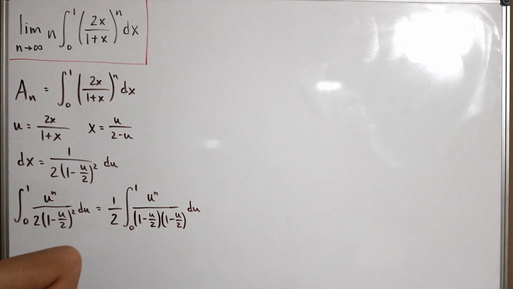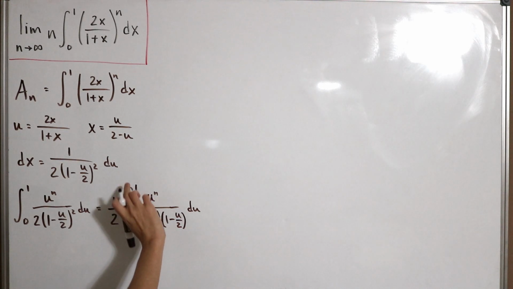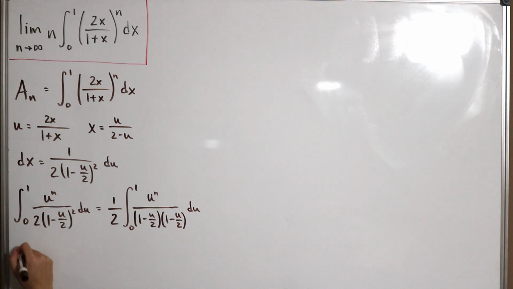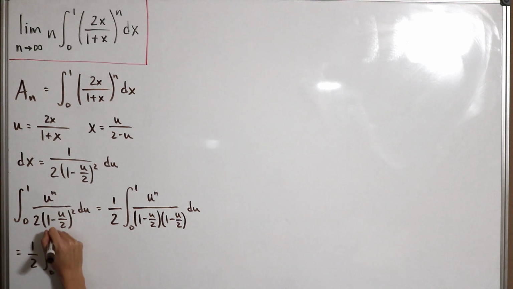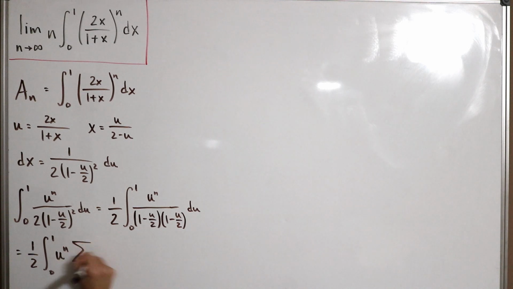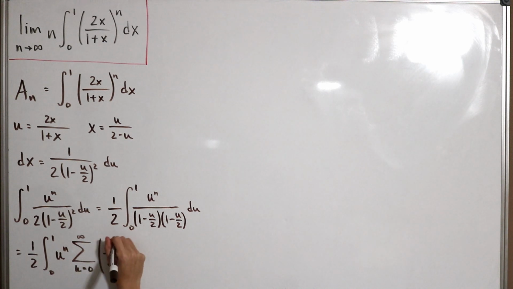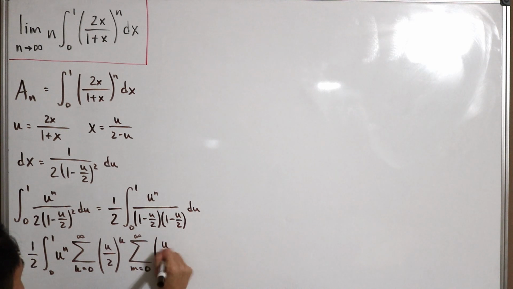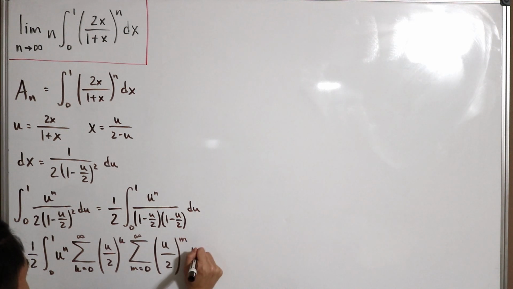Now I said that we can apply the geometric series. It makes sense to do so, since we're integrating between 0 and 1, and our common ratio would be between 0 and 1. Substituting that back in, the new integral is 1/2, integral from 0 to 1 of u to the n, multiplied by the geometric series. I'll label the indices differently: the sum from k equals 0 to infinity of u divided by 2 to the power k, multiplied by the same geometric series again, with index m equal to 0, of u divided by 2 to the power m, and then du.